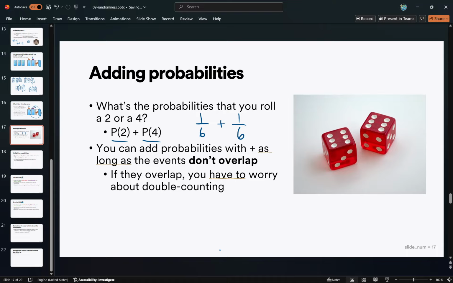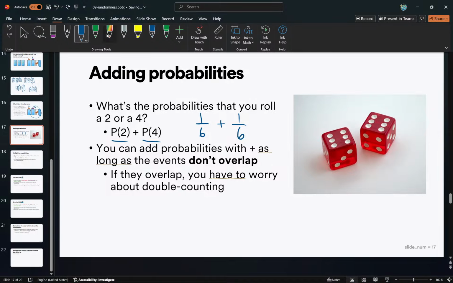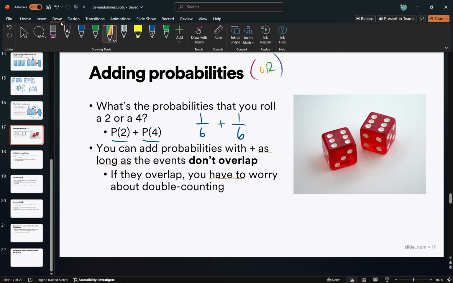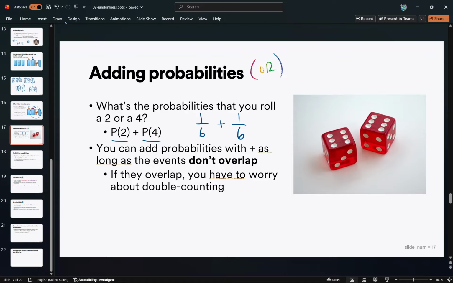So you can add probabilities when you want to know whether something or something else is true. You do that with an OR. So OR is when you add probabilities. And this works whenever the events that you're summing up don't overlap, because overlapping will ruin the day. In the case of the 2 and the 4, you can't have a die that lands on both 2 and 4, so there's no overlap there.